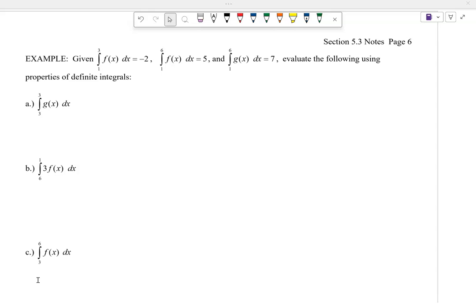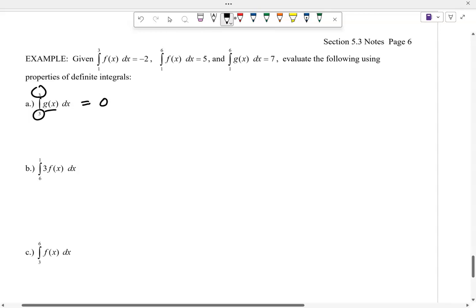I would go ahead and pause the video and try all these first. Hopefully you notice this first one. I got 3 to 3 of whatever g of x is. Either way, it's from 3 to 3, so we know that's going to be 0.